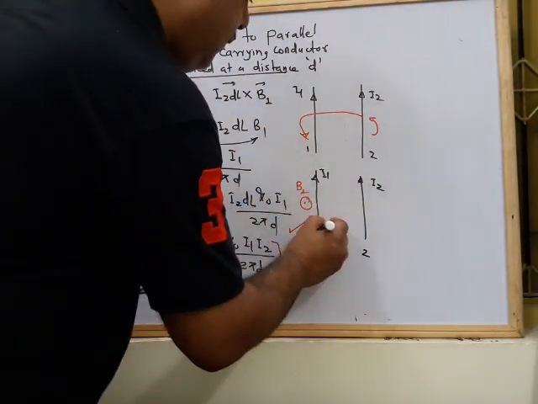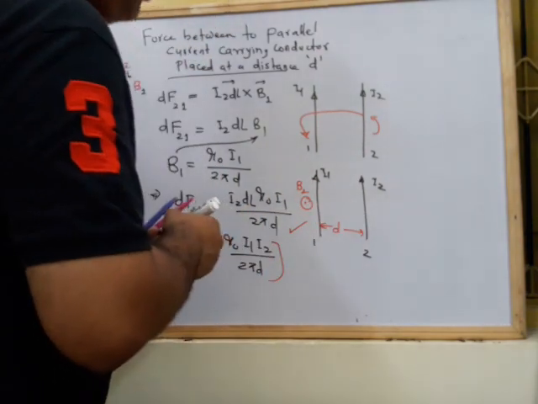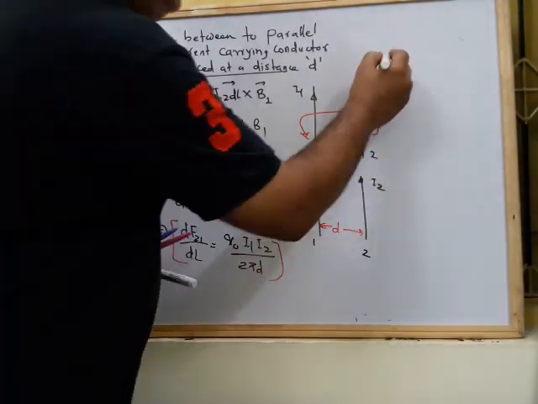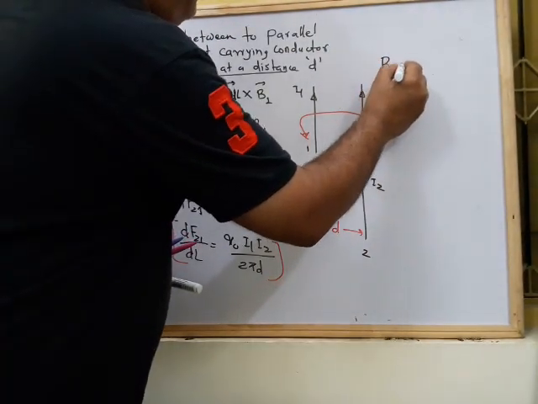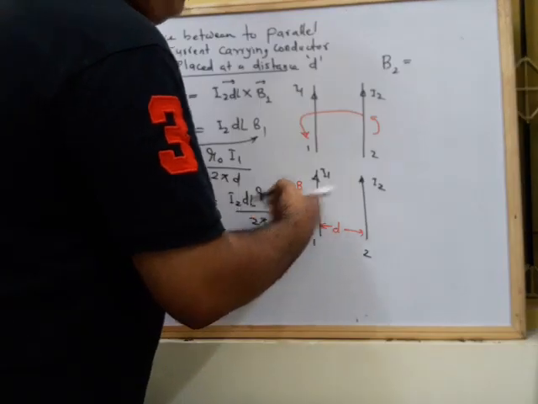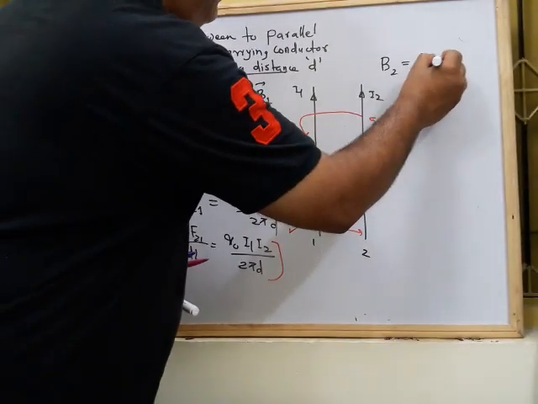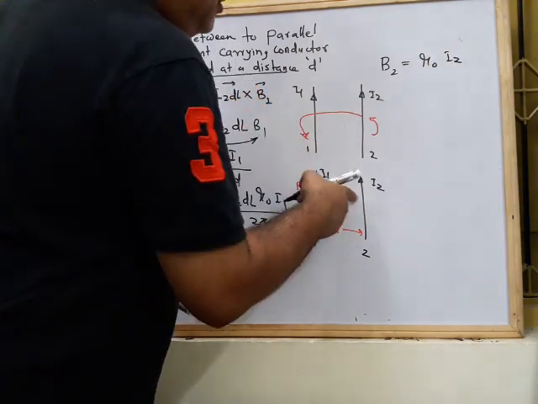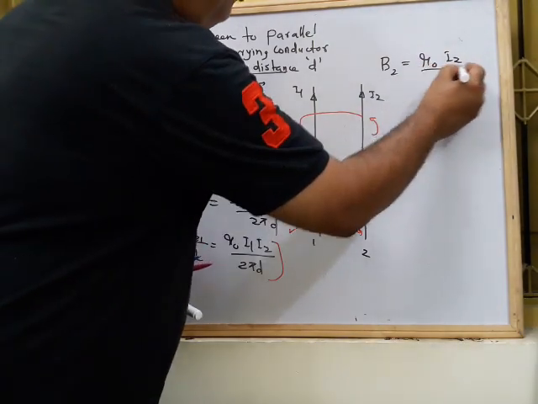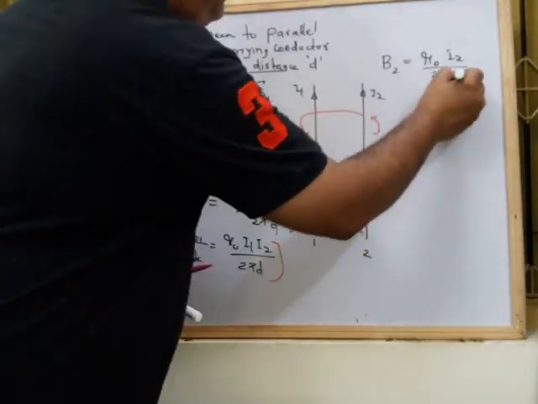Now what is the distance between these two wires? It is D. So can you find the value of B2 here? Yes, B2 can be found. We know the result to find B2. B2 is equal to how much? It is mu naught I2, because this is due to this current, mu naught I2 upon 2 pi, the distance being D.